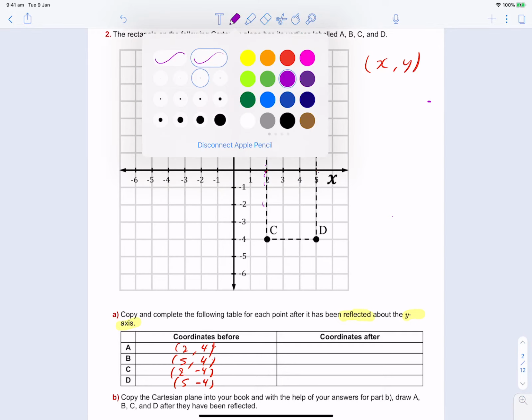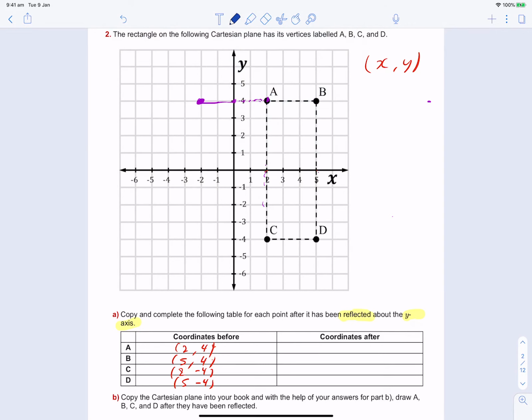B is going to be still the same distance from the line. In this case, that's 5 units. 1, 2, 3, 4, 5. But it's on the other side, so it's going to go 1, 2, 3, 4, 5 units over this way. And we can see that if that's our A and that's our B, then we can rewrite our coordinates.